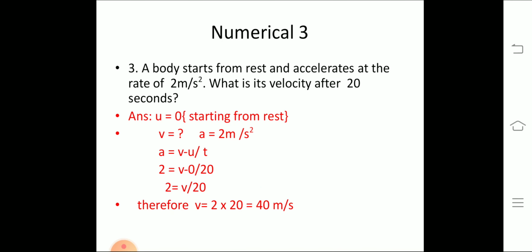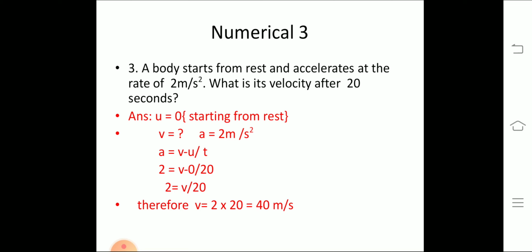Next, a body starts from rest and accelerates at the rate of 2 meter per second square. What is its velocity after 20 seconds? Anything that starts from rest, its initial velocity is equal to 0. U is equal to 0. And here acceleration is given. Accelerates at the rate of.